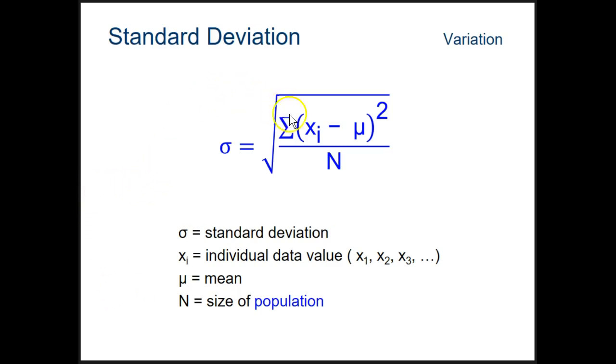So you simply add up the difference between the measured value and the mean. You take the measured value minus the mean, square that, and then you take all of those values, add them together, divide them by the number in the population, and then that value, you take the square root, and that will be your standard deviation.